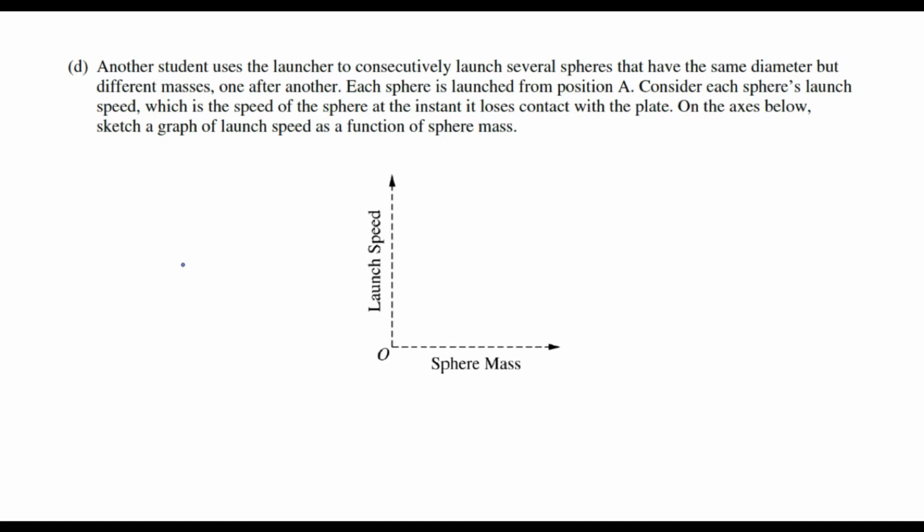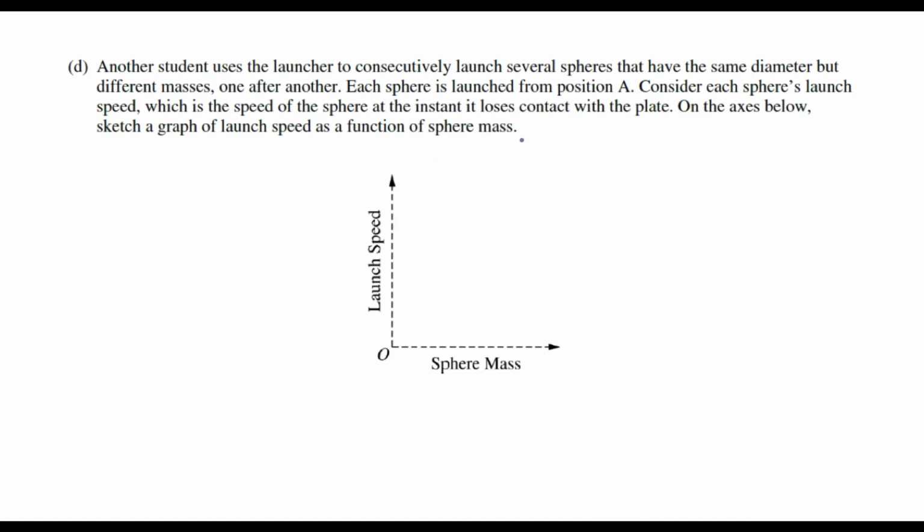Okay, part D. We're given this information. Another student uses a launcher to consecutively launch several spheres that have the same diameter but different masses, one after another. Each sphere is launched from position A, and we are asked to consider each sphere's launch speed, which is the speed of the sphere at the instant it loses contact with the plate. On the axis below, sketch a graph of launch speed as a function of sphere mass.